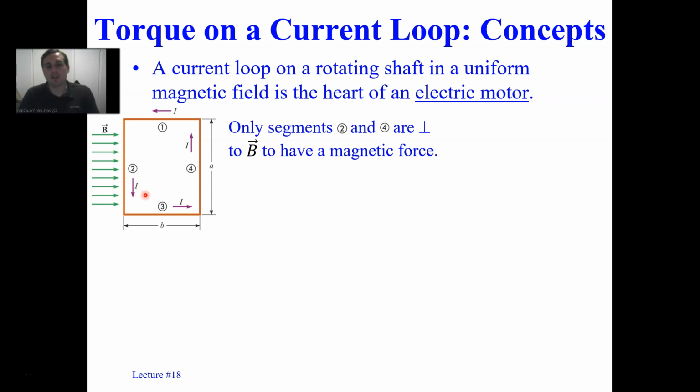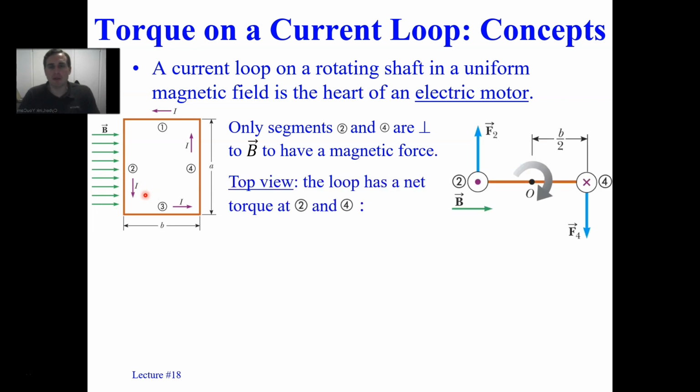So again, only segments 2 and 4 are perpendicular to the magnetic field and have a magnetic force. If we view in the plane here, let's imagine you take some plane right here through 2 and 4. So take this loop and look at it on its edge. You'll see that there's a magnetic force upward, that's again out of the page, and there's a magnetic force downward, again that's into the page. And this thing is going to rotate counterclockwise when viewed from above, or clockwise when viewed from below.